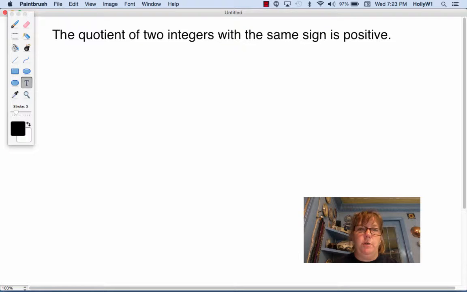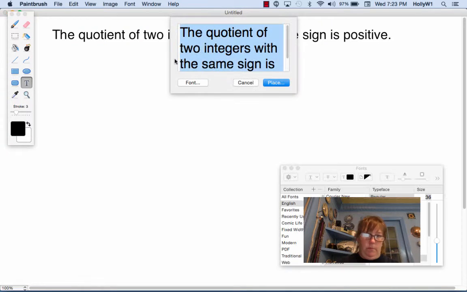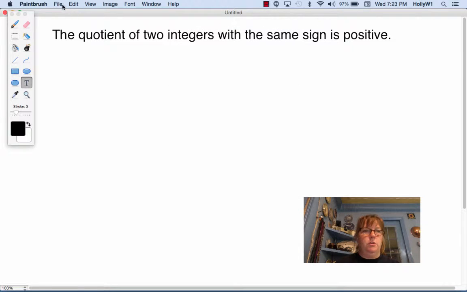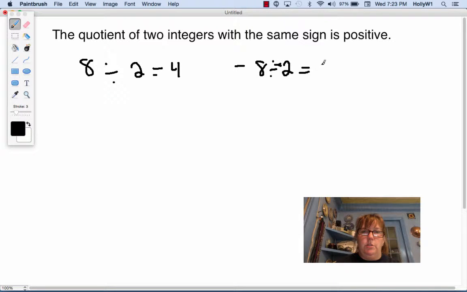So the quotient of two integers with the same sign is positive. And remember, this looks very, very much like it did with multiplication. So let's do two examples. If we have 8 and we divide it by 2, that's equal to 4, and negative 8 divided by negative 2 is equal to a positive 4 also.